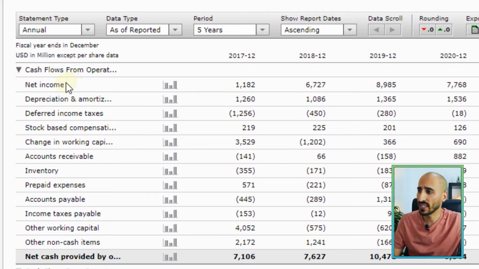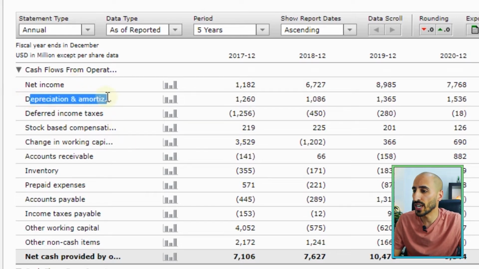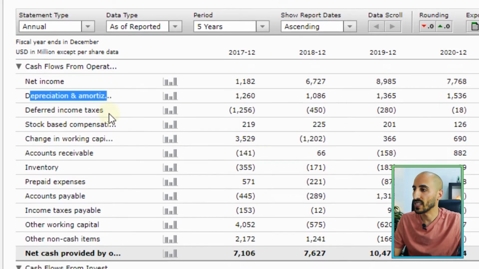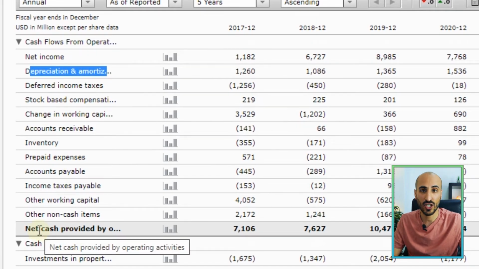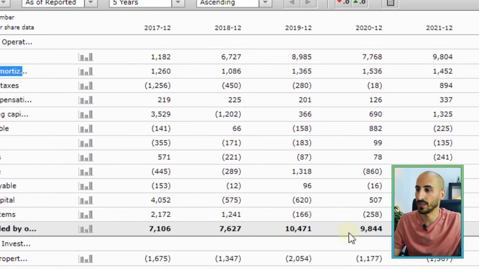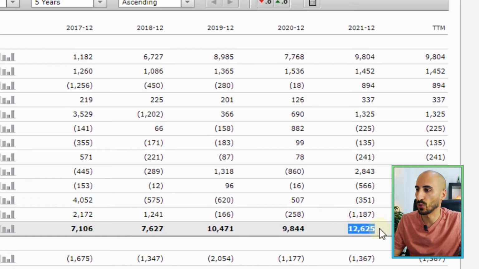So you start from the net income, and then you have depreciation and amortization of plant and equipment, and then all other operating gains or charges. The sum of all these cash inflows and outflows gives the net cash provided by operating activities, which was $12,625 million for Coca-Cola in 2021. Remember this value because we're going to use it to calculate the free cash flow later.